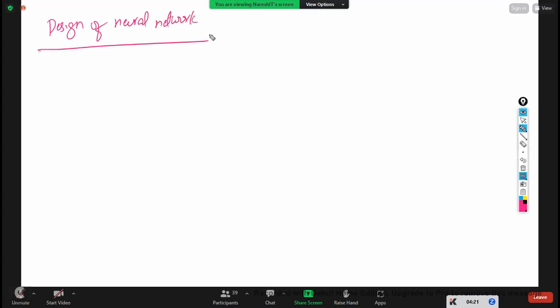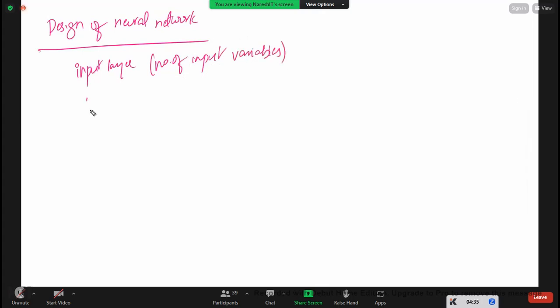Now, if you remember this design of neural network, we have the input layer, which has a number of neurons equal to the number of input variables in the training data. Then we have the hidden layer, followed by the output layer. If the output is regression or binary classification, you are going to consider one neuron. Otherwise, you are going to consider multiple neurons.